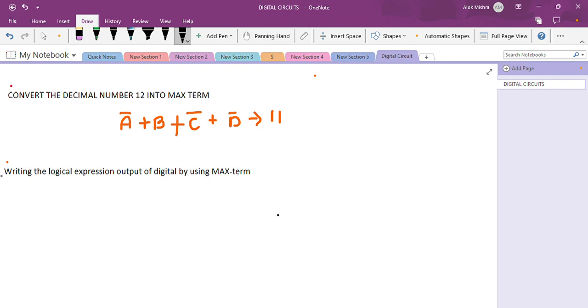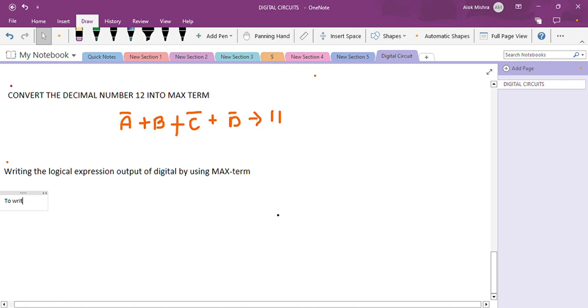Okay. To write the logical expression, write the statement. To write the logical expression, we will write the product of all the max terms.